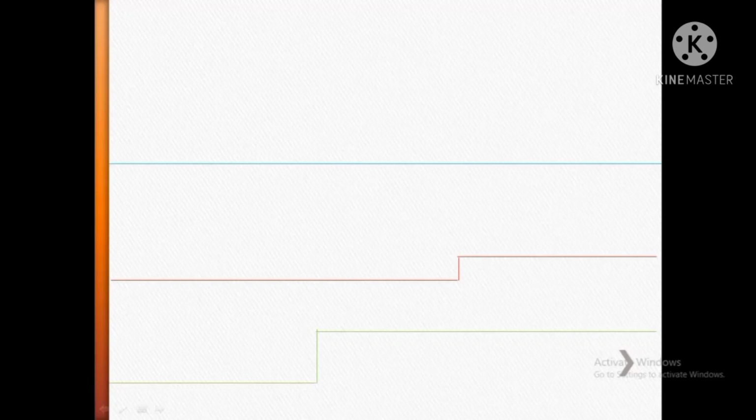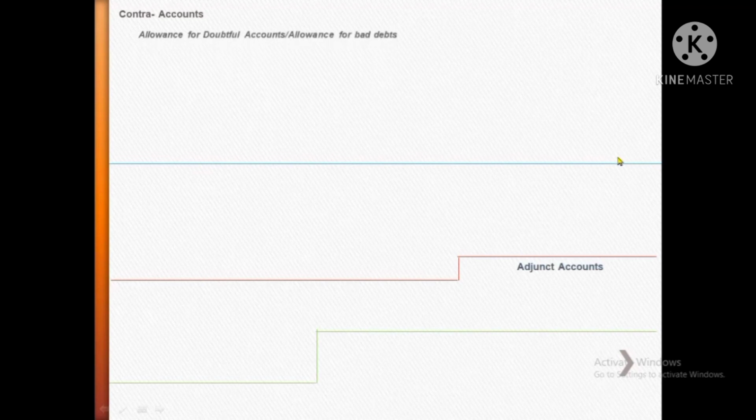Since we are already talking about accounts, I would like to introduce you to the contra accounts and the adjunct accounts. So let's have first the contra accounts. What are these? These are sub-accounts to a main account, however, the balance of these sub-accounts are deducted from the main account. To understand that further, let's have the examples, which are the allowance for doubtful accounts or the allowance for bad debts and the accumulated depreciation account.